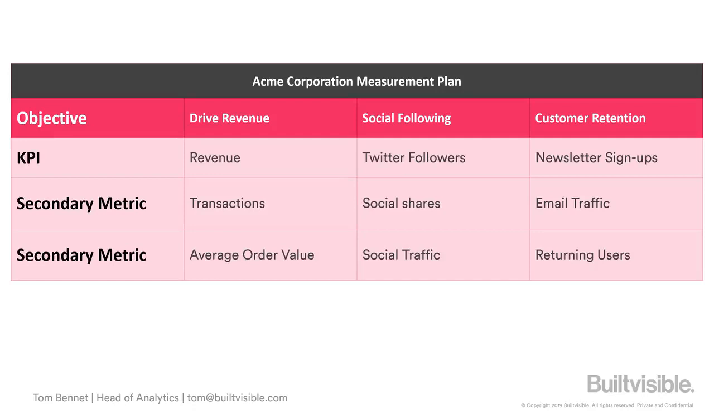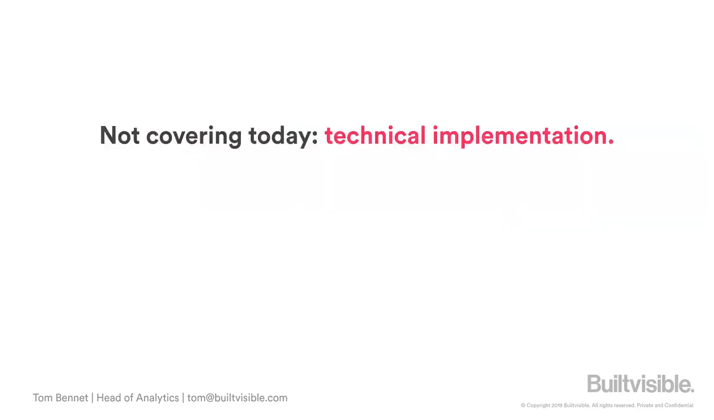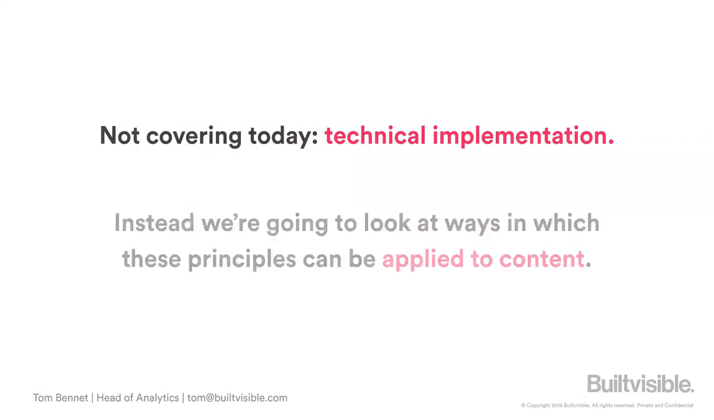But there's one thing to mention: building out a full measurement plan can be a complex process. There's a lot of technical scoping involved and getting data layers, and these will all require a custom implementation of your tool. But what we're not going to do today is cover how to actually do the technical implementation. Instead, we're just going to focus on the principles that can be applied from a measurement plan to your content, and help you build out your content strategies and understand how your content is performing.